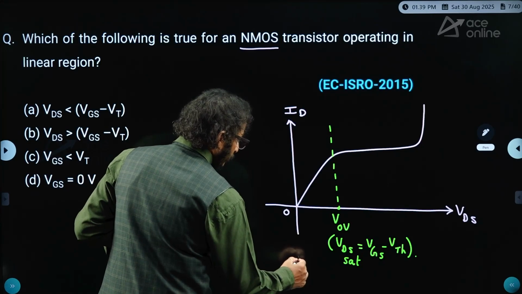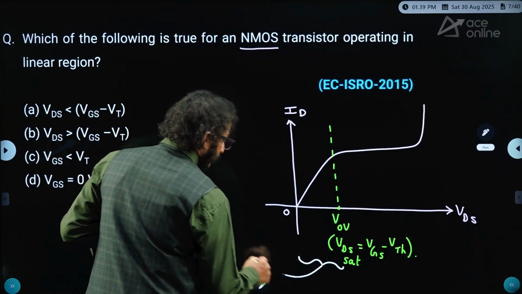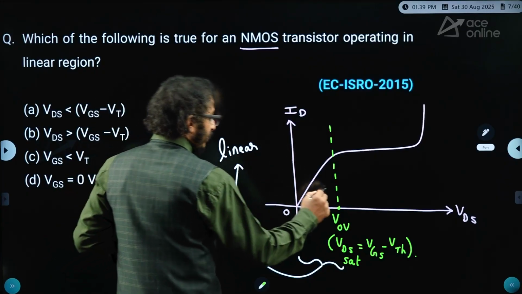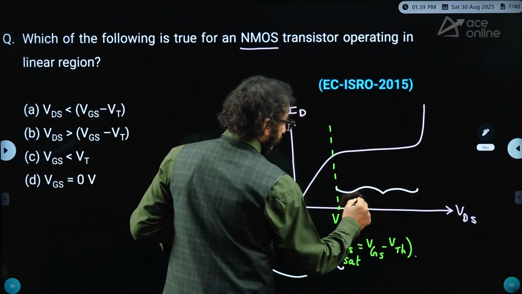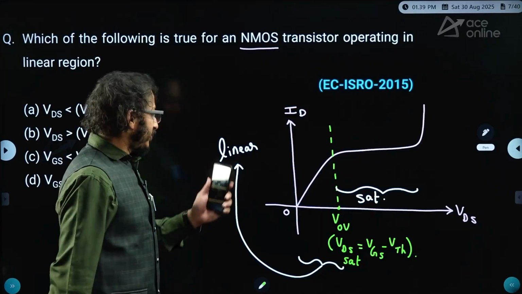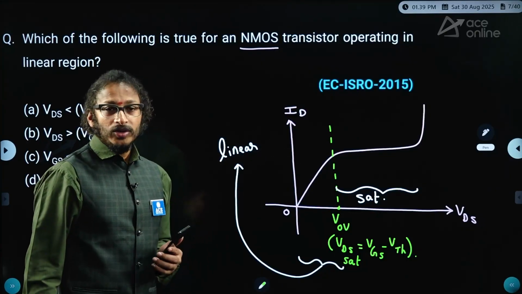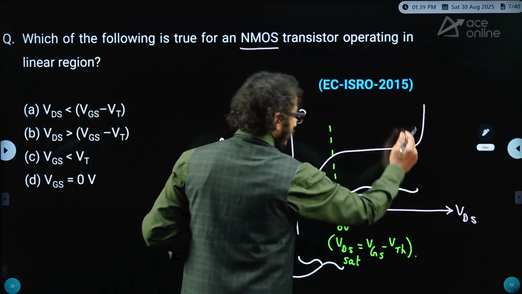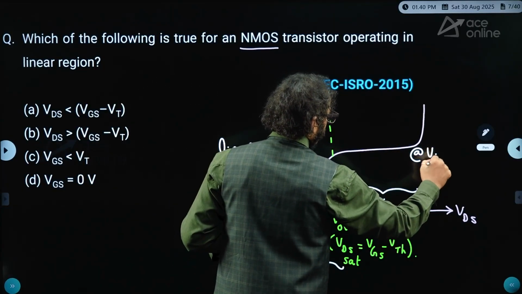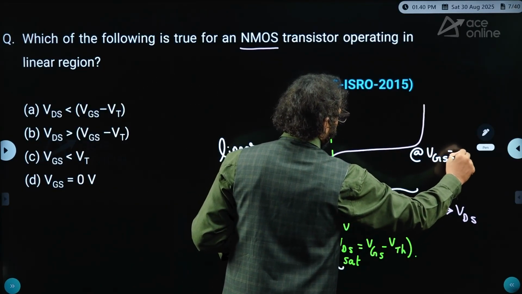Now this specific region is technically called the linear region, whereas this region is considered the saturation region, or we say pentode region. This is the triode region, and that is the pentode region. And of course, this region is breakdown. This is the characteristic keeping VGS constant at some specific VGS.